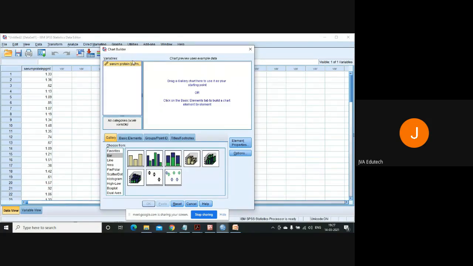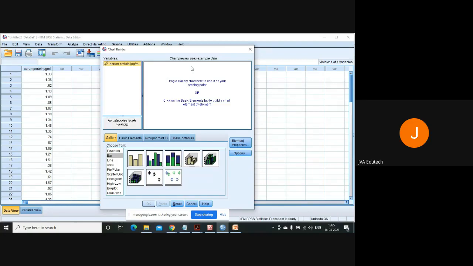And then you have this canvas. This is the main area in the dialog box where a preview of your graph is displayed. And then you have the drop zones. When you make any graph, you will have the drop zones, that is the X and Y axis, where you can drag your variable, whatever you want to show.